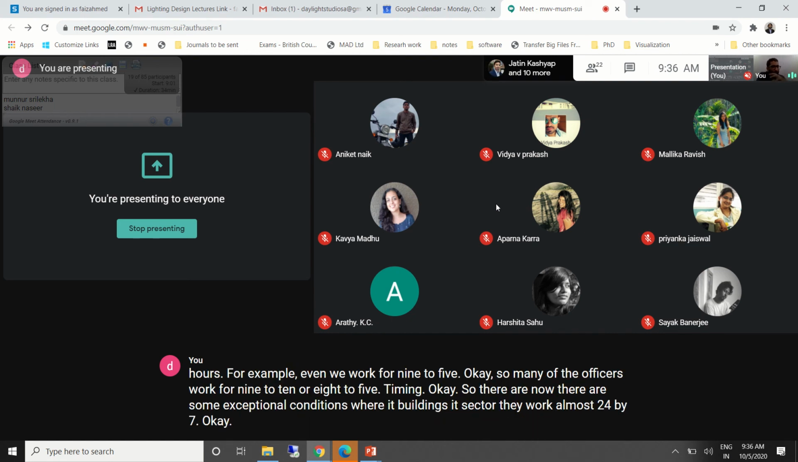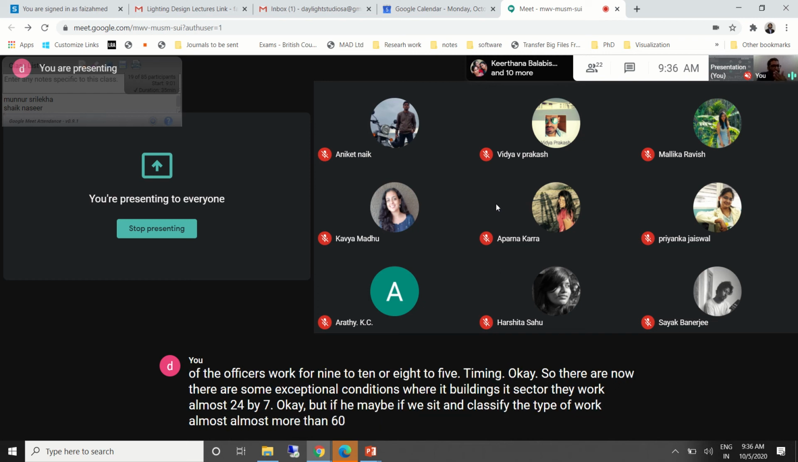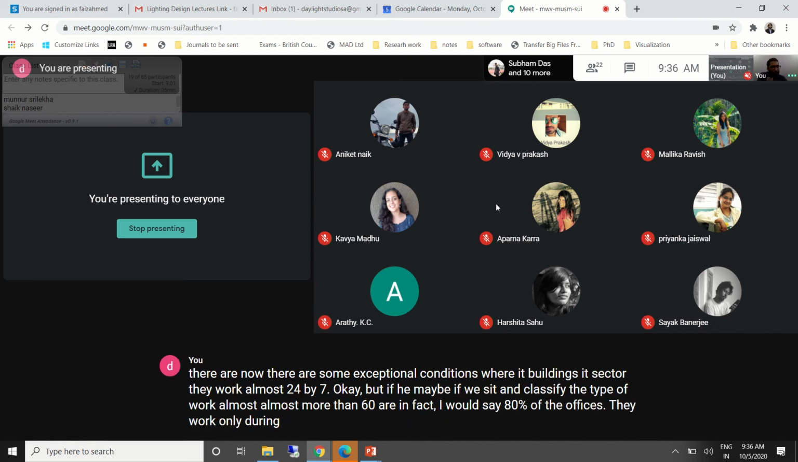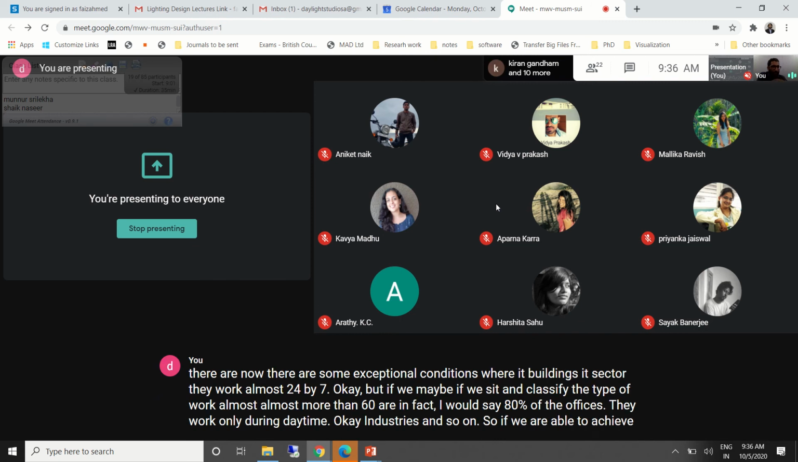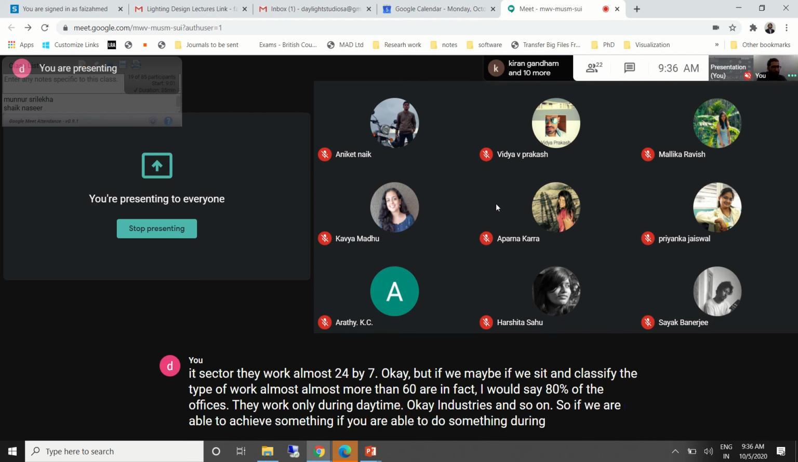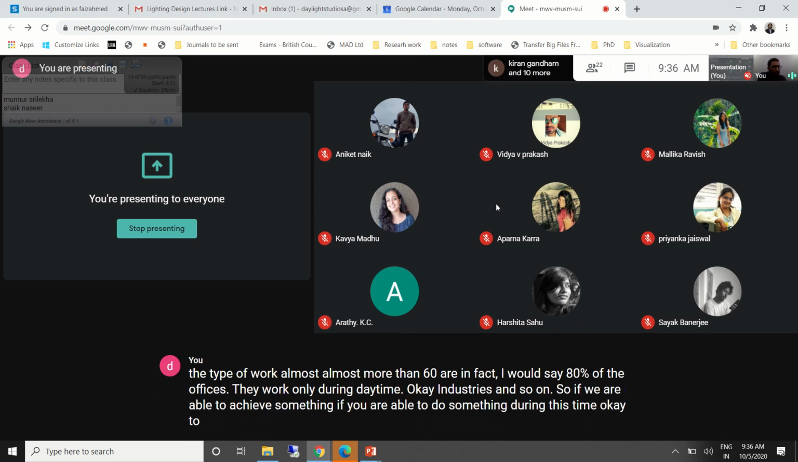But if we sit and classify the type of work, more than 60, or in fact I would say 80% of the offices, work only during daytime. Industries and so on. So if we are able to do something during this time to make less use of artificial light, then we are making a huge difference in terms of energy saving.